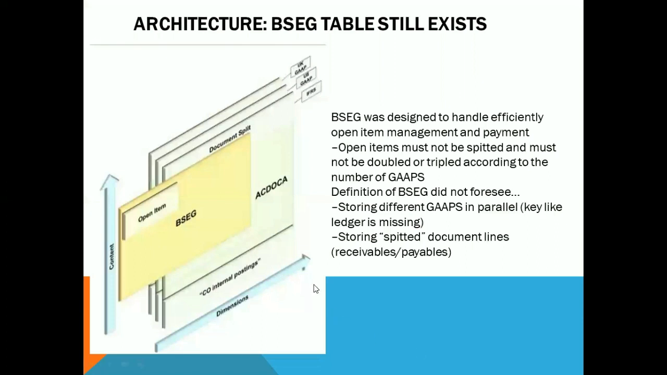So here, this is the diagram. You can see the BSEC table is there, and the ACDOCA table is also there. As I told, the BSEC table is mainly maintained for open item management and summarization purposes, and the ACDOCA table is the line item level table. BSEC was designed to efficiently handle open item management, and the open item must not be split or doubled or tripled according to the number of gaps. So the definition of BSEC does not force storing the gaps in parallel.